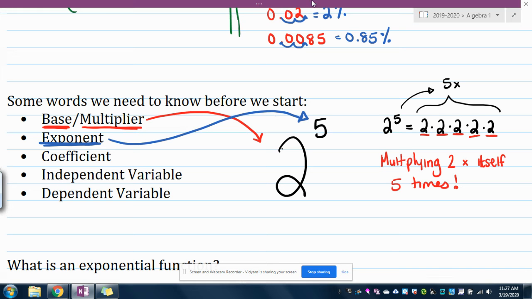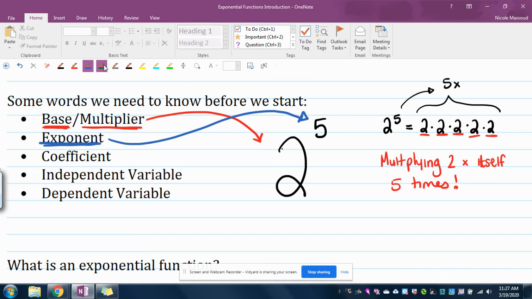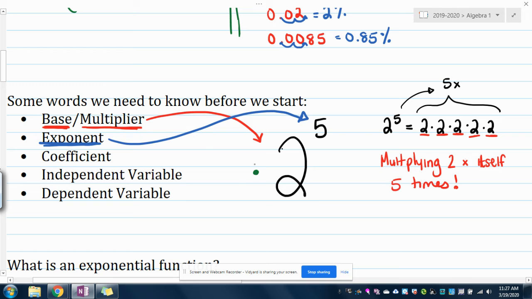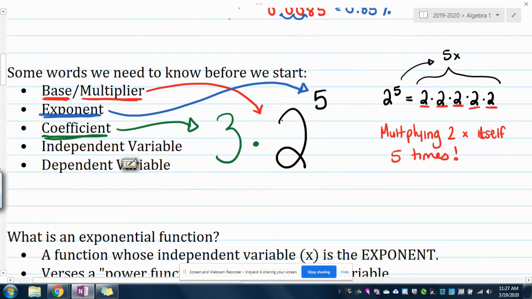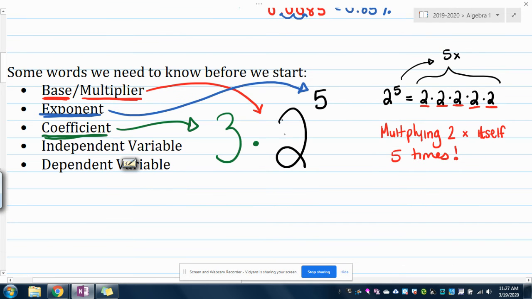Now, coefficient. The coefficient exists only if you have another number here. So if I have like 3 times 2 to the 5th, that would be the coefficient. Okay, so here's what's important with the coefficient, the exponent, and the multiplier. If I have 3 times 2 to the 5th, which is exactly what we have above.